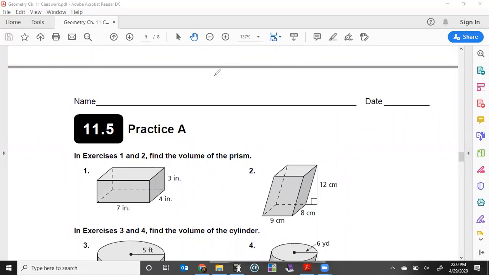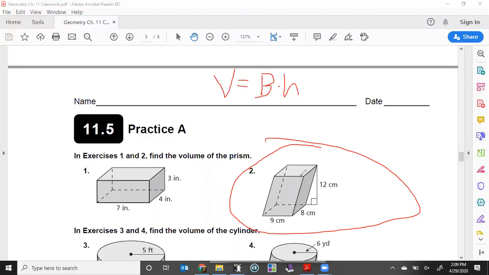Our formula is volume equals, we call it capital B, capital B stands for the area of the base, times the height. Okay, so whatever the area of the base is times the height. Now you'll see some of these are straight up and down. This one over here is slanted. The slanted doesn't matter as long as we use the height. So it doesn't really matter that it's slanted or not, just so long as we have the height, that's what we have to use. Okay? So both of those are going to end up being pretty much the same.